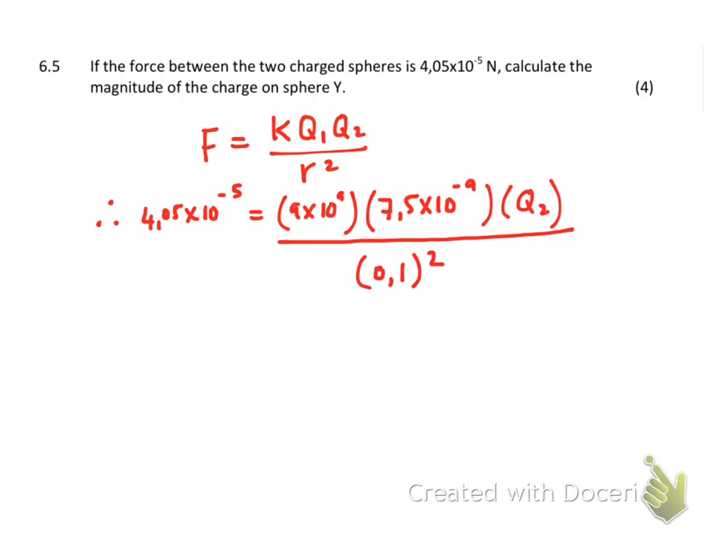Q2 is what we're looking for. Now the distance between the charges, remember in the question it was given as 10 centimeters, and you need to change that into meters, the SI unit for this equation. And so 10 centimeters is 0.1 meters, and then you need to square that. And if you solve for Q2, you get an answer of 6 times 10 to the minus 9 coulombs, or 6 nanocoulombs. The question just asks for the magnitude of the charge. We know it's positive because that was given in the question.